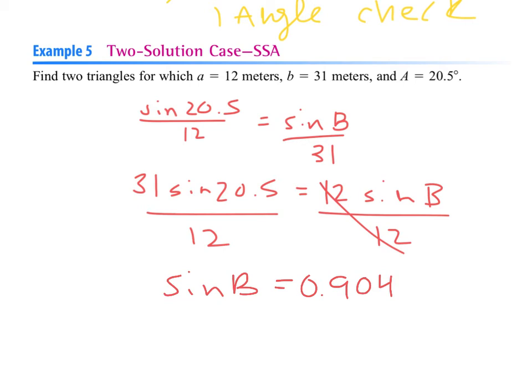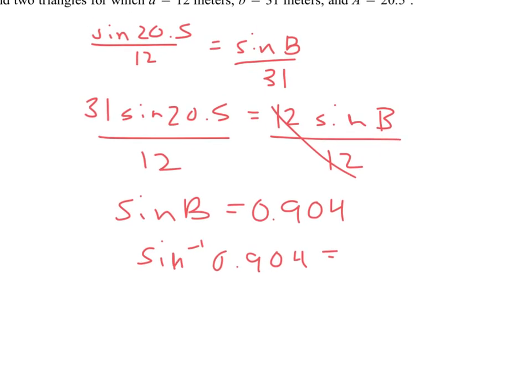So now how do we find angle B? The inverse. So we do the inverse sine of 0.904. What do we get? Degrees. Anybody else get that? I did. Okay, perfect.